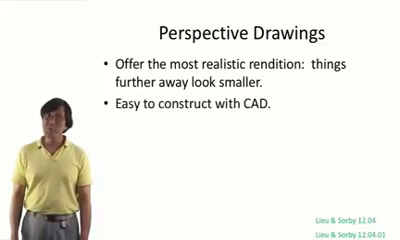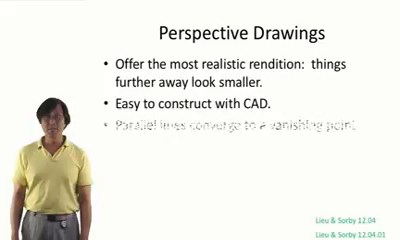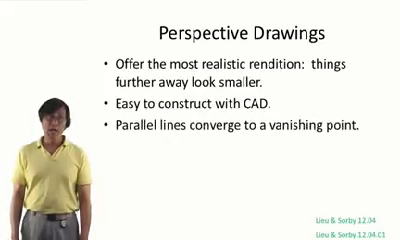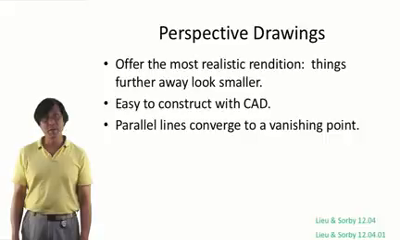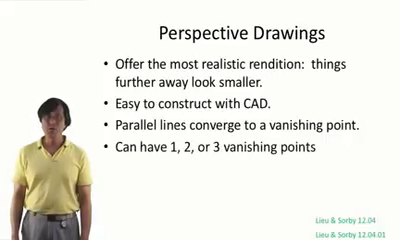Typically, if you already have a three-dimensional model in CAD, perspective drawings are very easy to construct. However, constructing perspective drawings by hand is difficult. Parallel lines, instead of remaining parallel to each other, must converge to a vanishing point. An object can have 1, 2, or 3 vanishing points depending upon the effect that's desired.